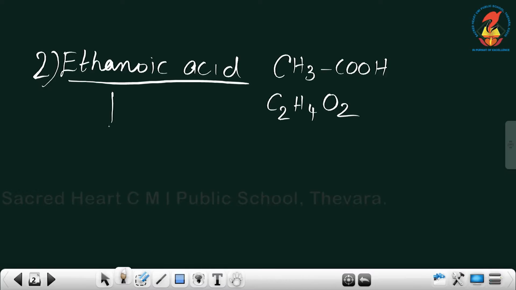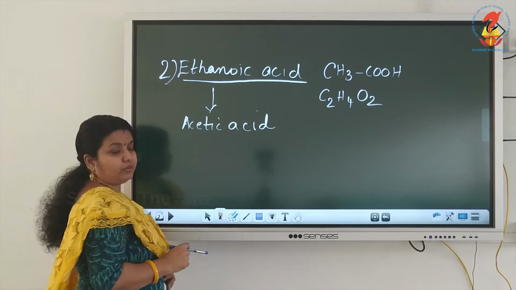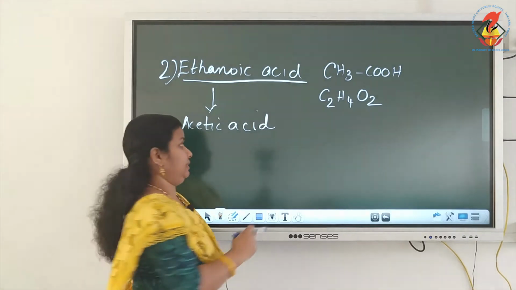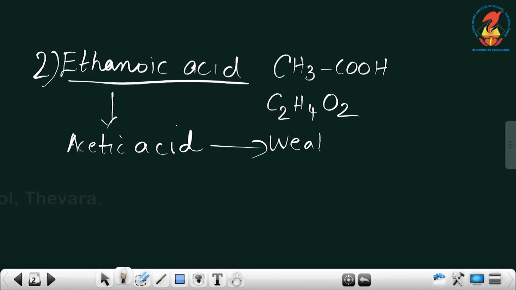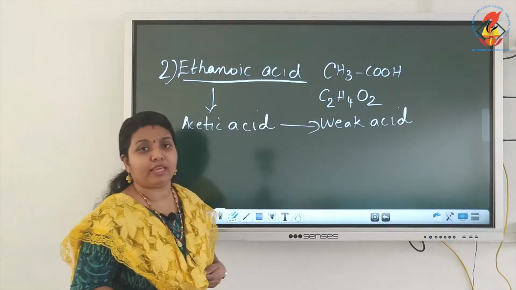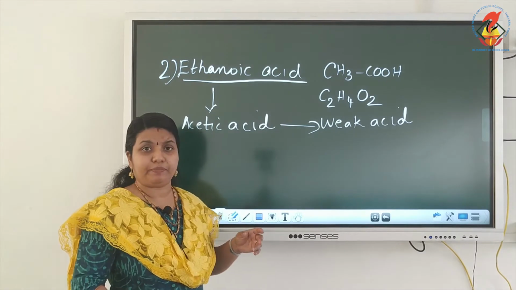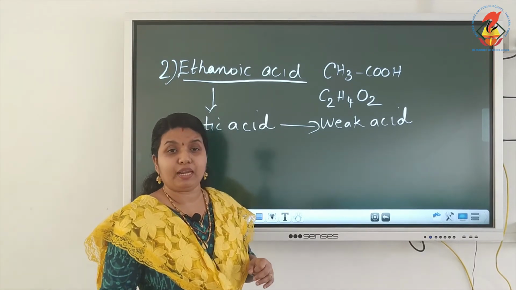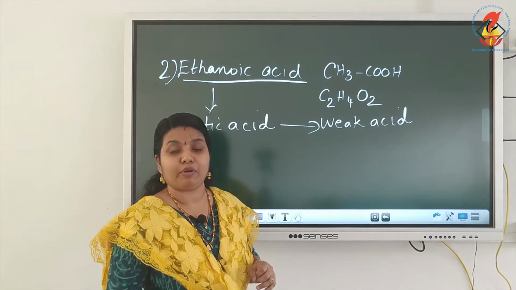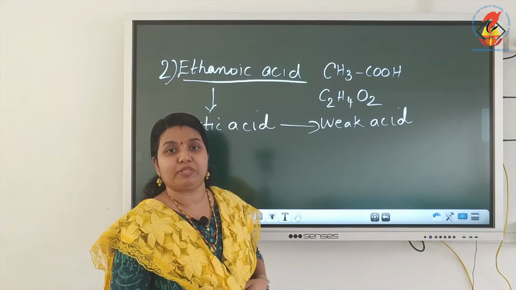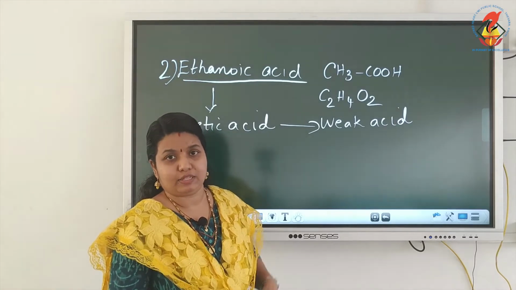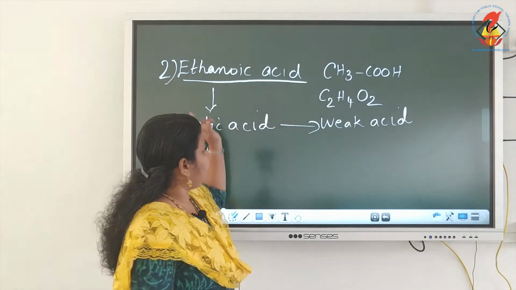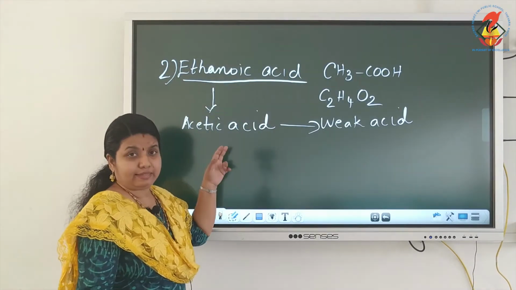Ethanoic acid is commonly known as acetic acid. This is a commonly used acid under the name acetic acid, and we have learned it under weak acids, isn't it? So acetic acid or ethanoic acid is a weak acid. Why is it called a weak acid? It undergoes only partial ionization, and the number of H plus ions produced when it is mixed with water is very less. So it is a weak acid. So ethanoic acid is commonly known as acetic acid.